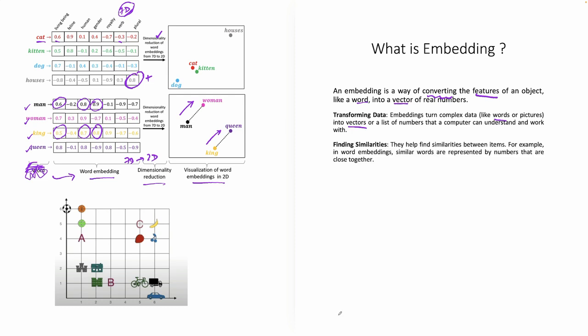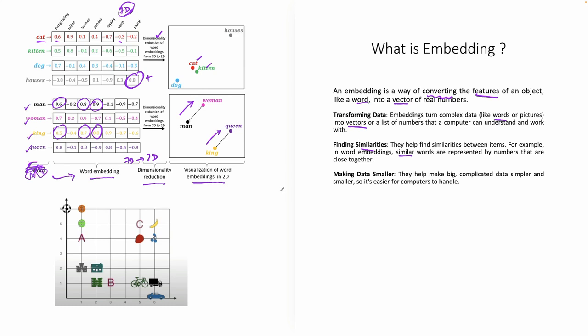And as we just studied, your purpose is to understand the similarity, right? Like I said, a man is to a woman as a king is to a queen. These are kinds of similarities. Or a cat and a kitten are closely related to each other rather than a dog or a house. So they help find similarities between items. For example, in word embedding, similar words are represented by numbers that are close together, like we took the example of a cat and a kitten, right? Very important thing, they help to make big complicated data simpler. As I showed you, we were talking about 7 dimensions, the 7 different features of a cat, kitten, dog.